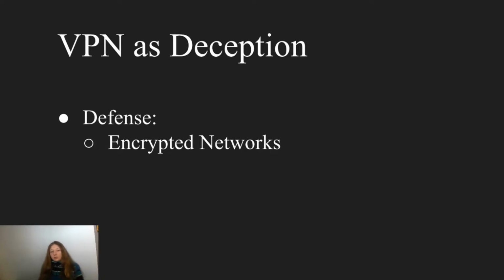VPN, as used in deception, for defense: if you have a VPN network set up, the only way to connect to that network would be to connect to it using VPN and through encryption. So that means all information that goes in and out of the network is regulated by this encryption. So if an unauthorized user tries to connect or tries to get information out, it won't allow them.